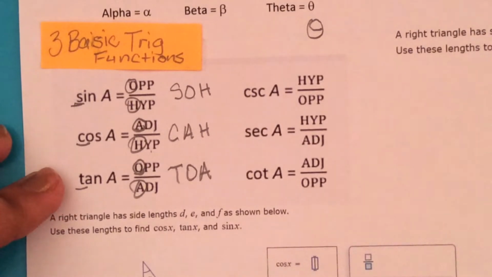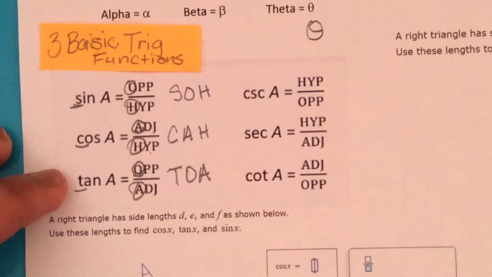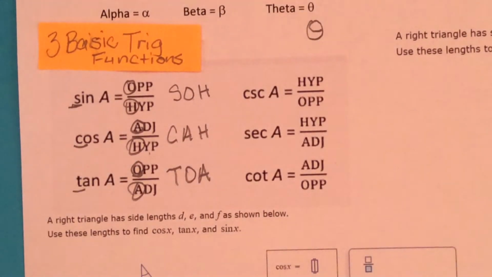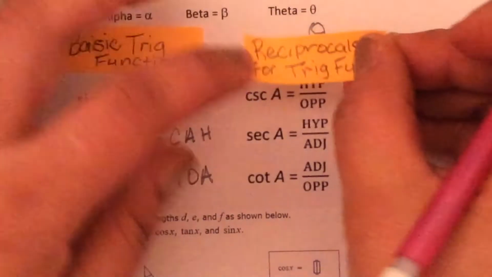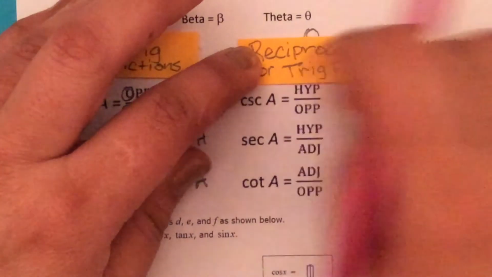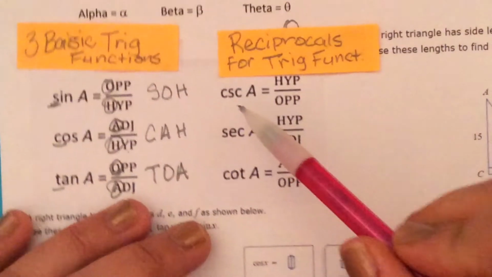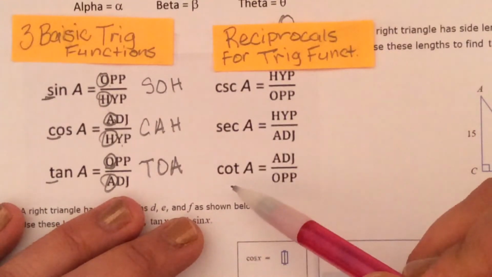And there are many other little songs that you can find on YouTube that will help remind you of the three basic functions. And then, of course, because these are fractions, you have the reciprocals. So the reciprocals for these trig functions are cosecant, secant, and cotangent.